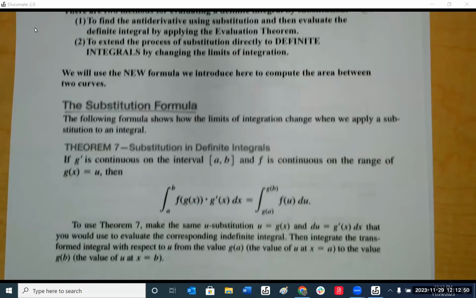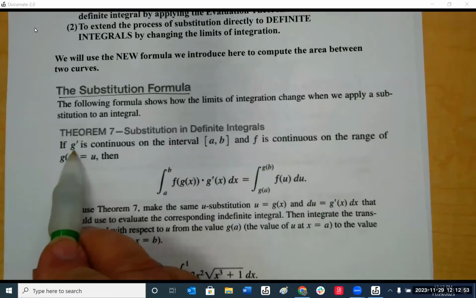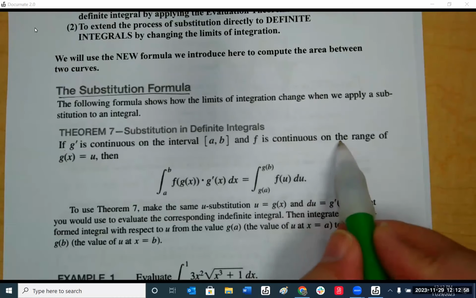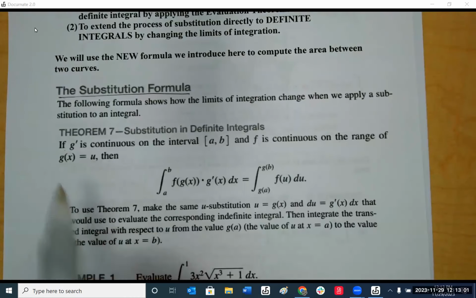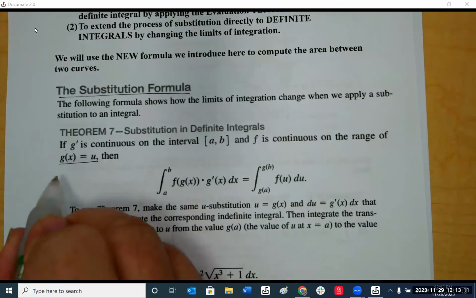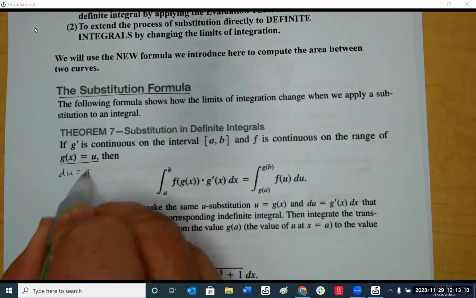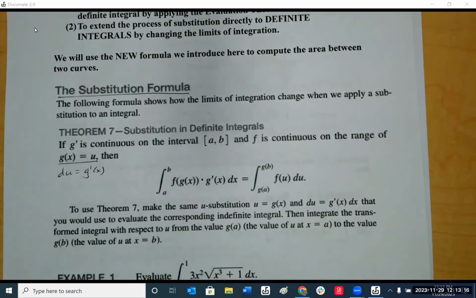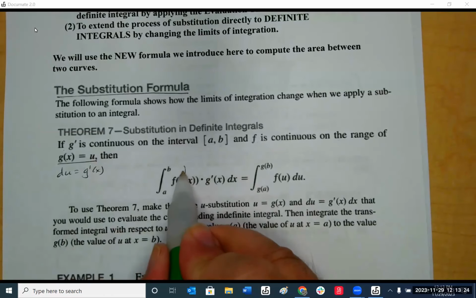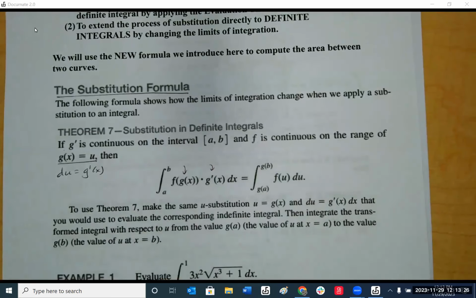The substitution formula is this. If G prime is continuous on the interval [a, b] and F is continuous on the range of G, u equals G of x, then we have this equation. Because remember, we're saying that u is G of x, so du is G prime of x dx. So with this equation here, anywhere I see a u there, and that's a du.